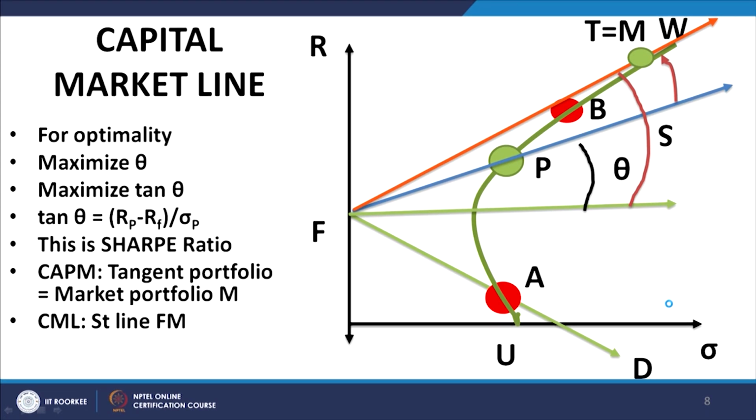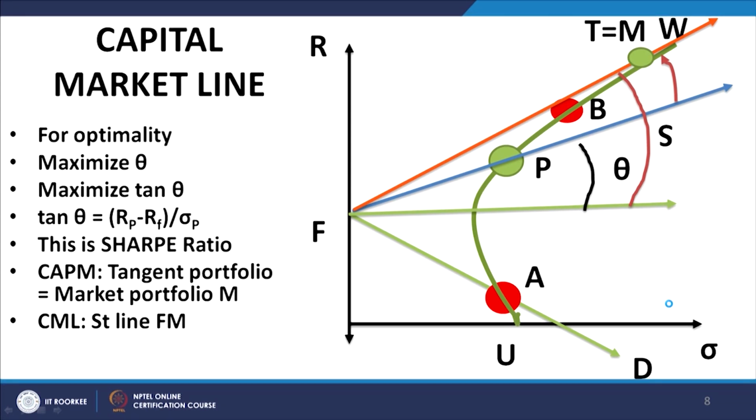Under the, I repeat, under the assumptions of the CAPM model, because each and every investor in the market holds the same proportion of risky assets, that proportion of risky assets constitutes the market outstandings, and therefore, this is equivalent to saying that the tangency portfolio becomes the market portfolio. The straight line FM then constitutes the capital market line. The straight line FM is called the capital market line.